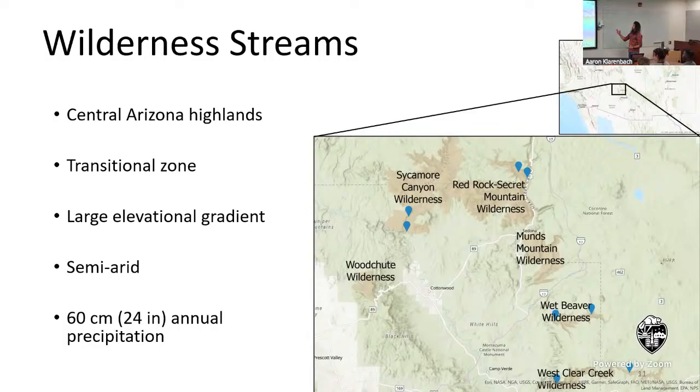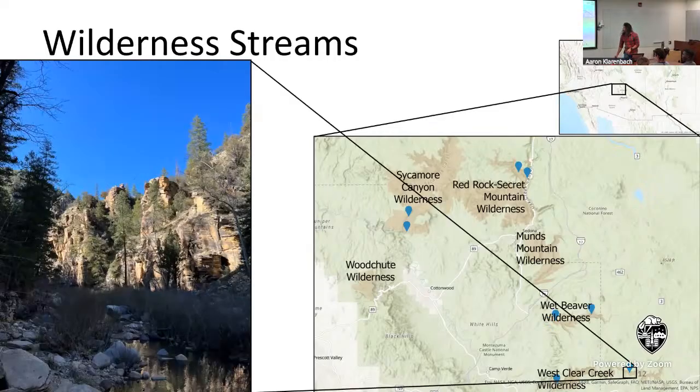So my study site, as I mentioned, is in the Central Arizona Highlands. This is a very transitional zone. There's a very large elevational gradient across my sites. Up to the northeast, you have the Colorado Plateau and the Mogollon Rim, and down to the southwest, it's bordered by the Basin and Range lowlands and deserts. The area is semi-arid, receives about 60 centimeters of annual precipitation over the course of the year, and these systems are interesting because they're both snowmelt driven and experience seasonal monsoons.